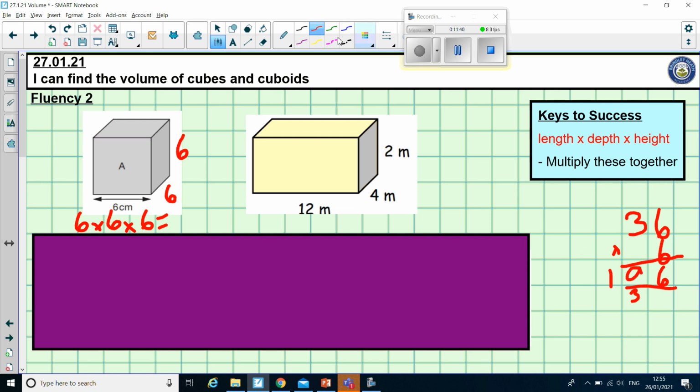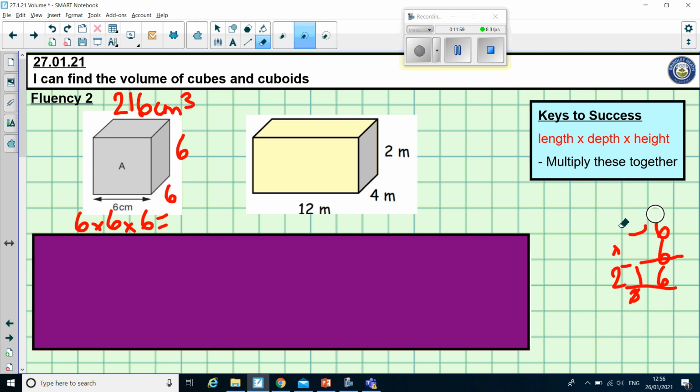Ooh, I'm doing that wrong. 18, add 3. Come on, Mrs. Withers. 18 add 3 is 21, isn't it? So my answer then is 216. Remember, we write it in centimetres cubed, so it's 216 centimetres cubed.